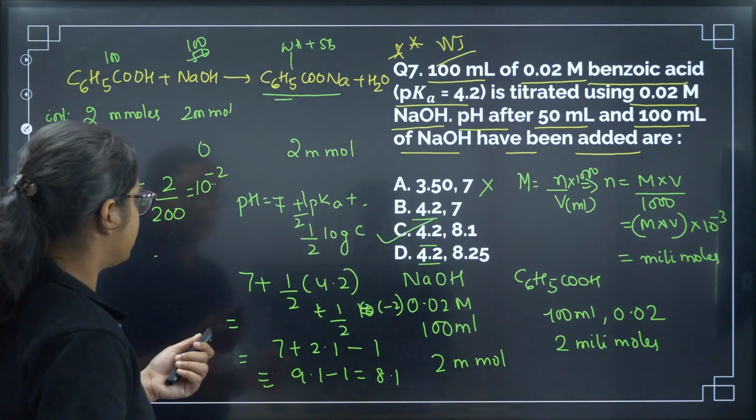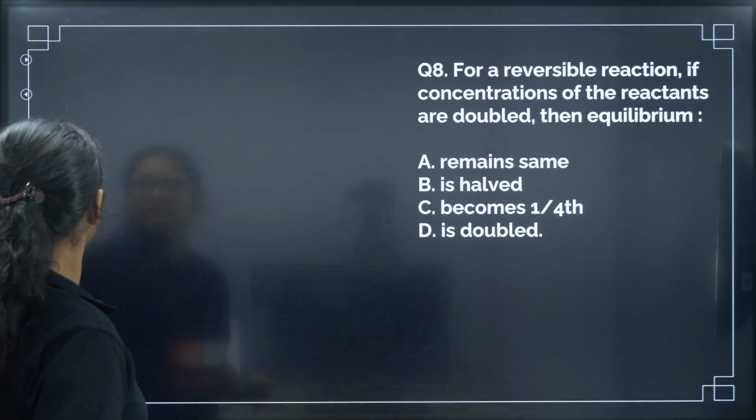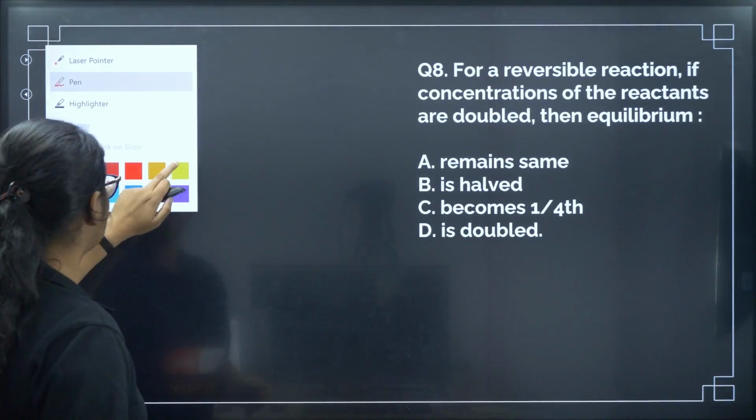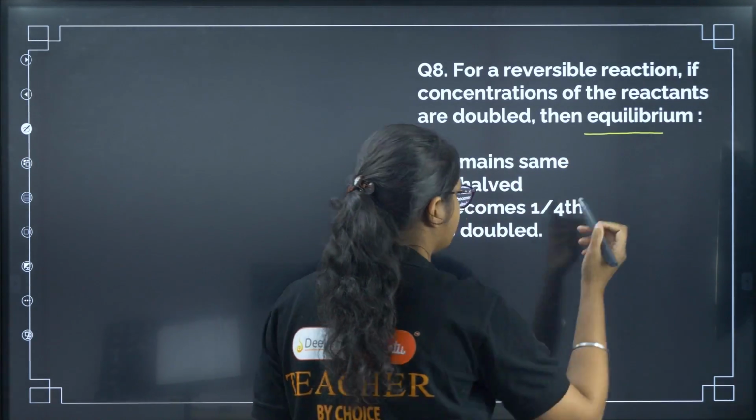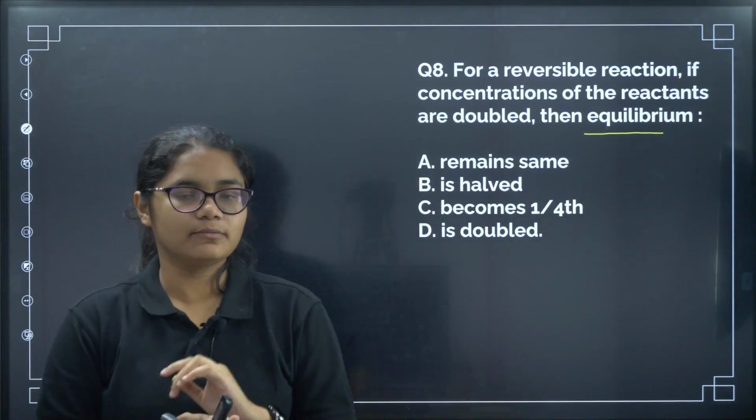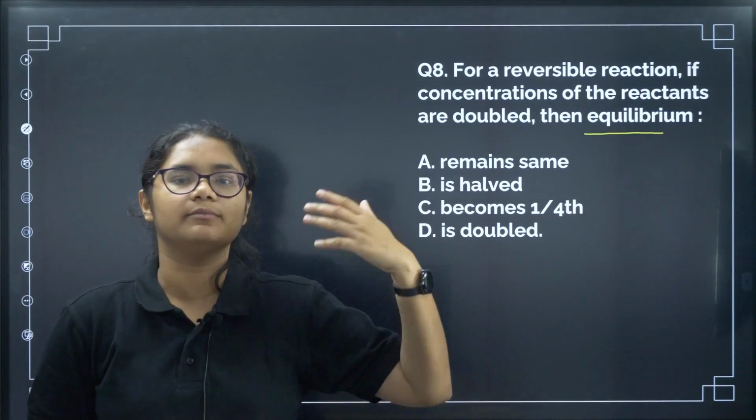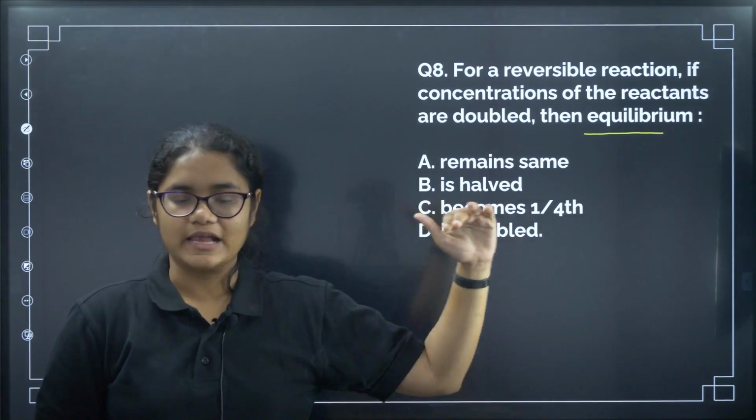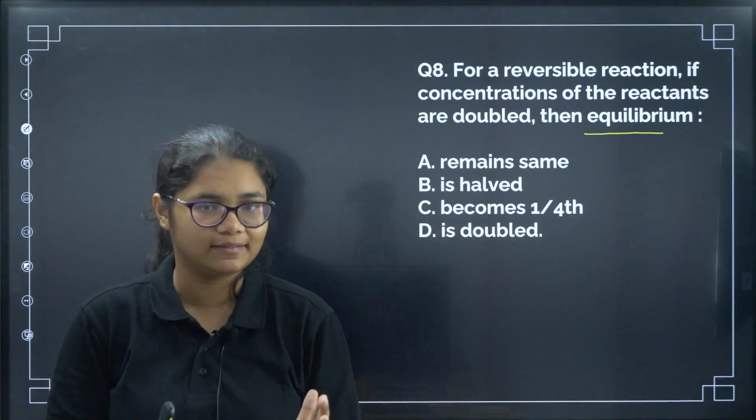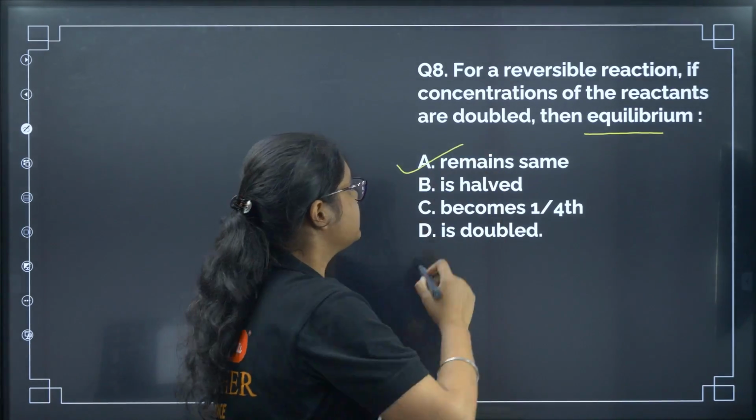Now let us see the next question. For a reversible reaction, if the concentration of the reactants is doubled at equilibrium, you know the equilibrium constant remains the same. When you double the concentration of the reactants, the product concentration also increases. The reaction goes in the forward direction to maintain the equilibrium. So that is why it remains the same.